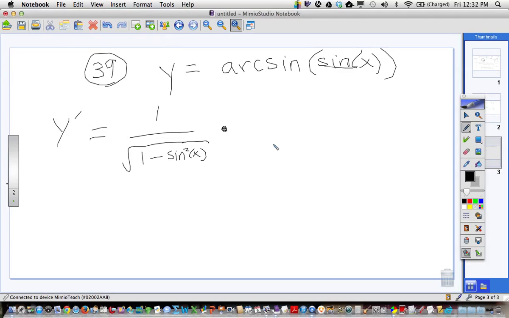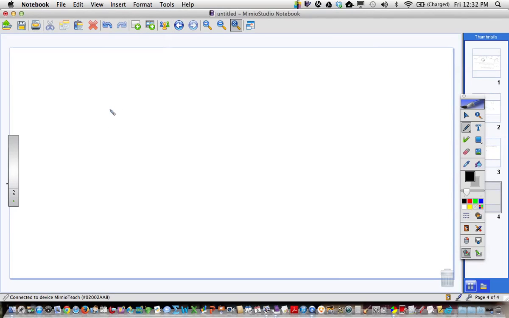Okay? So on some of these, it's a little bit tricky. I've also seen that when people do a natural log problem. If I've got ln of x squared plus 3, and I would do the derivative.